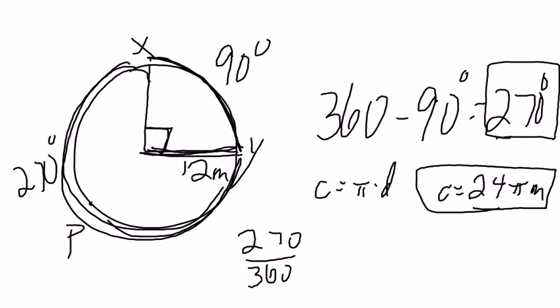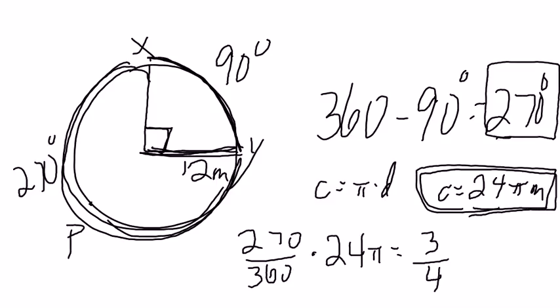And we're going to multiply it by the formula for the circumference, because we're just taking a certain portion of a circle. We're going to take a certain ratio. In this case, it happens to be 3/4 of the circle if you reduce 270 over 360. So we're going to multiply that by 24 pi. If you reduce, that gives us 3/4 times 24 pi. Well, 3/4 times 24 is just 18. So it's 18 pi meters is the answer, and so that would be letter B.